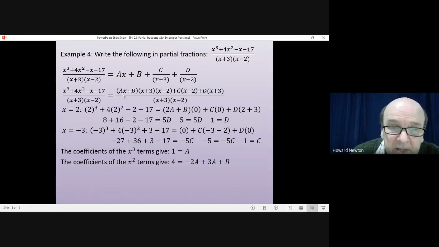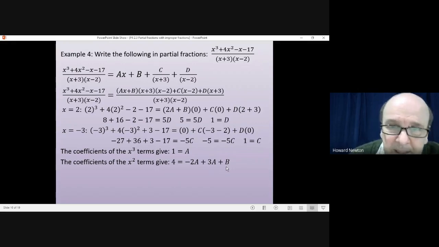If I then do the ax from the first bracket times by 3 from the second times by x from the third, that'll give me 3ax squared. So that part of the coefficient will give me 3a. And then lastly, if I take the b from the first bracket, the x from the second, the x from the third, that will give me bx squared. So I'll have plus b here.